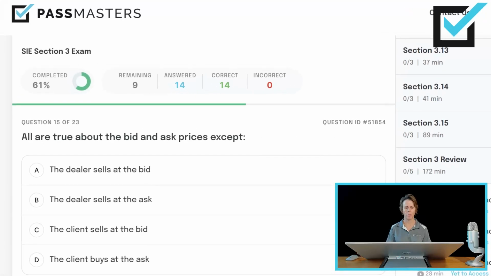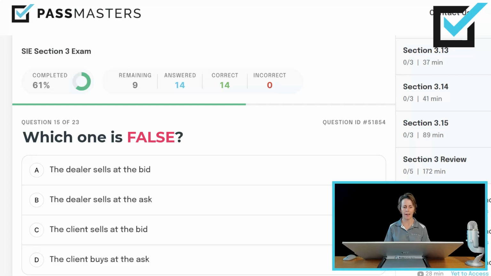All are true about the bid and ask prices except. So which one is false? The dealer sells at the bid. The dealer sells at the ask. The client sells at the bid. The client buys at the ask.